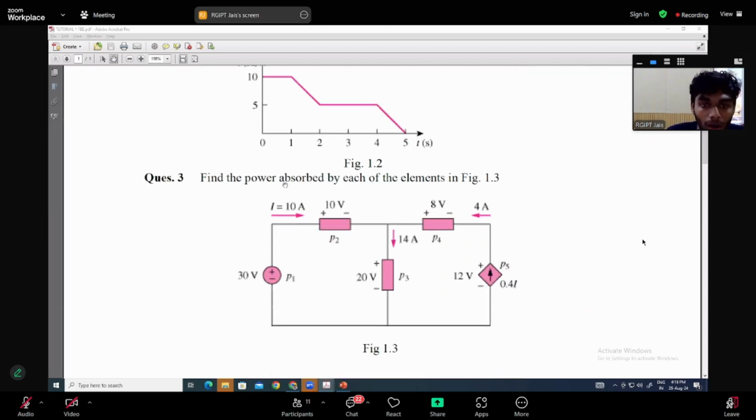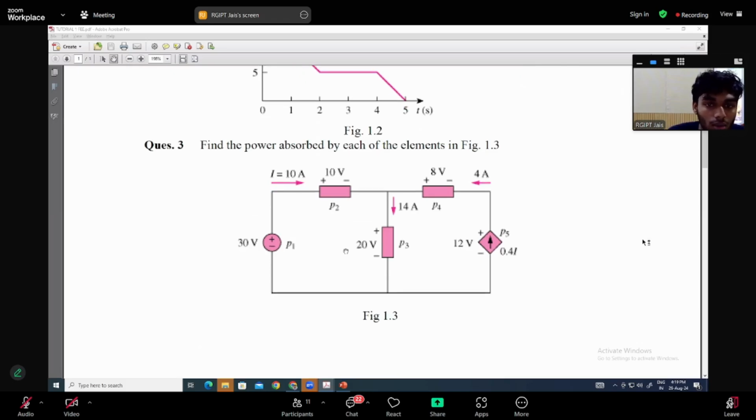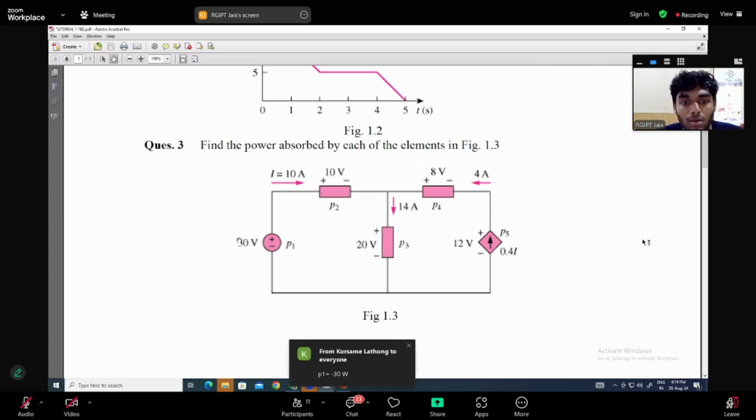Find the power absorbed by each of the elements in figure 1.3. So here you have to know the basic power formula. P is equals to voltage into the current of that specific element. So we have P1, P2, P3, P4, P5. Post your answers like P1 is equals to this. Okay, nice. P2.